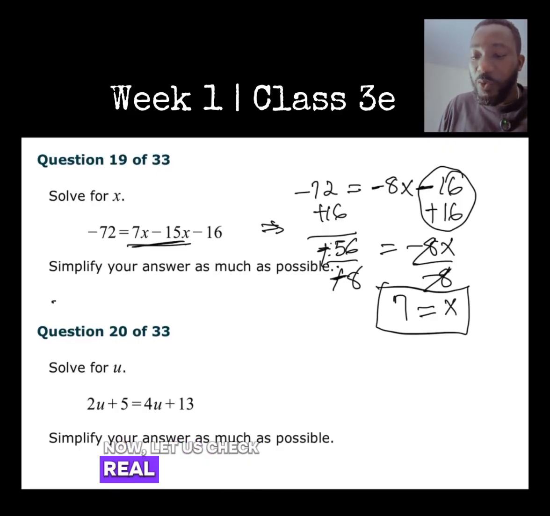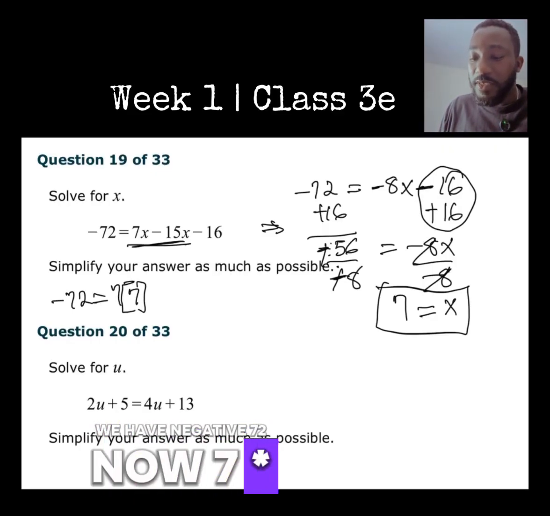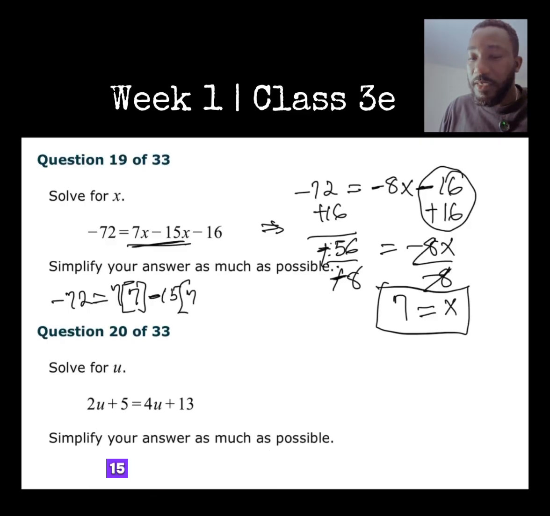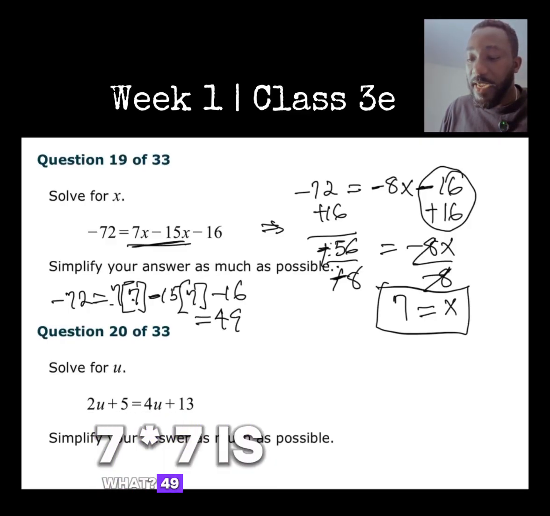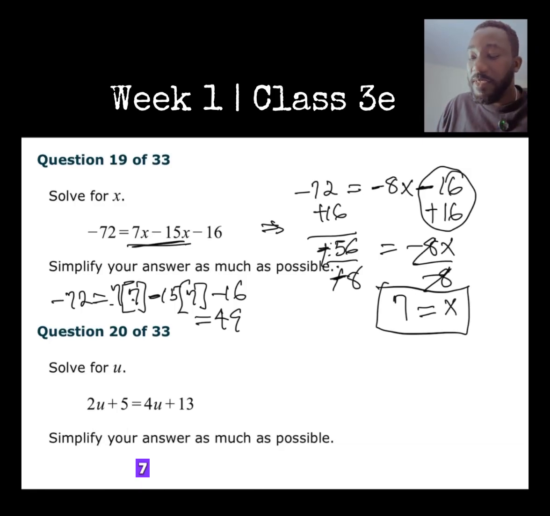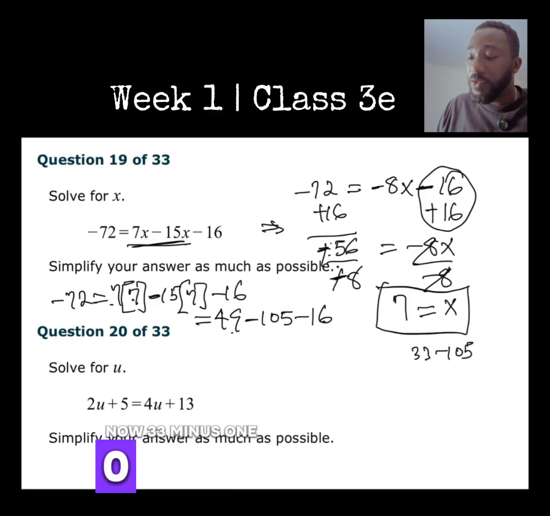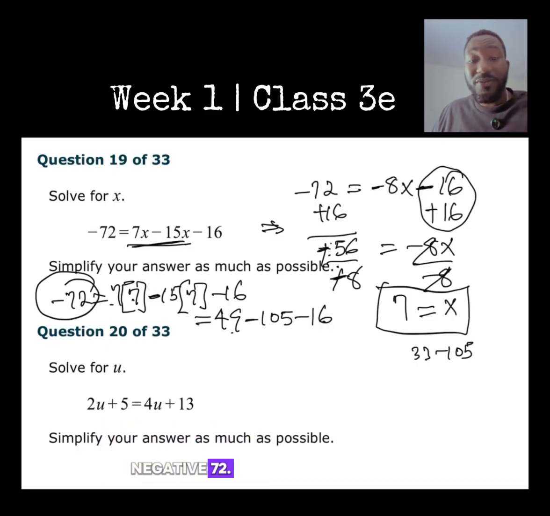Now let us check real quick. On the right hand side, we have negative 72. Now 7 times 7 minus 15 times 7, negative 16. 7 times 7 is what? 49. Negative 15 times 7 is what? Negative 105. Then negative 16. 49 minus 16 will give us 33. Now 33 minus 105 will give us negative 72.